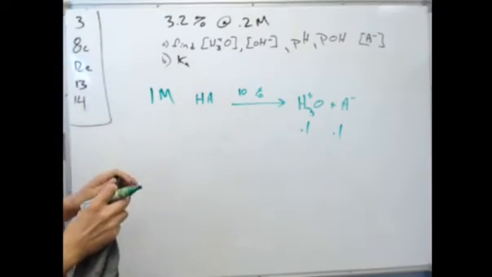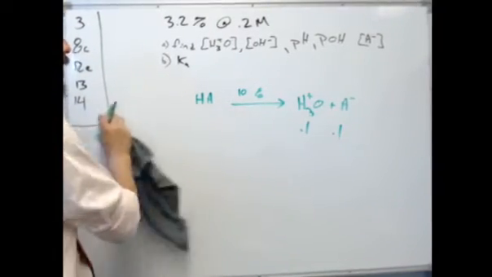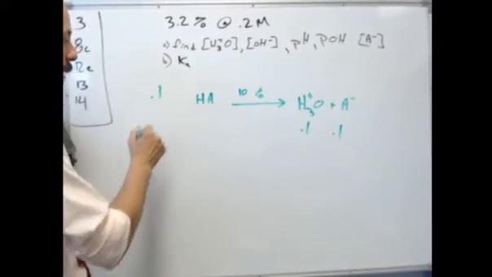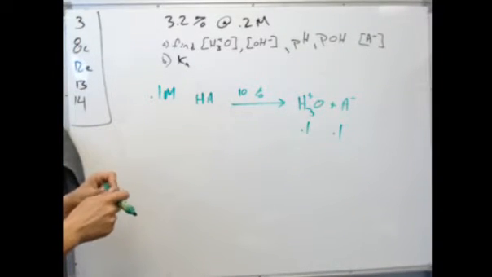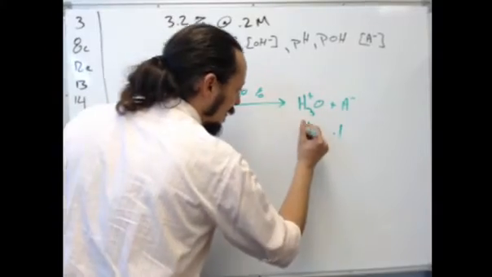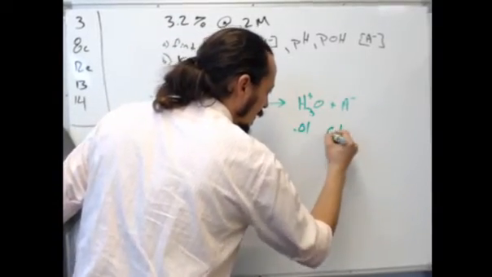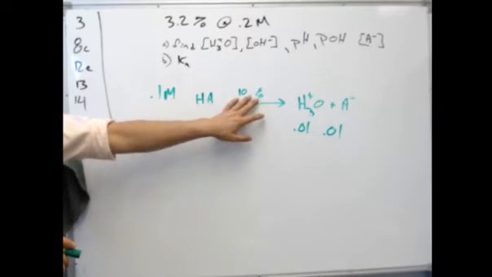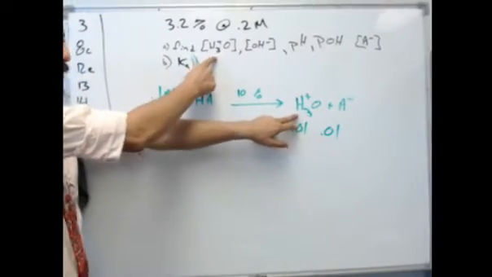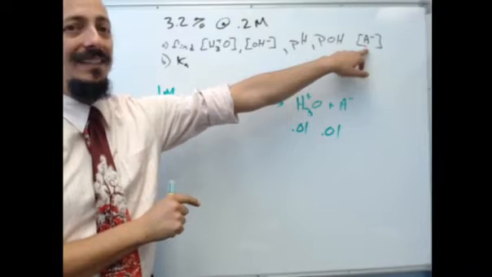Now let's go ahead and change it again. Instead of 1 molar, what if it was 0.1 molar? And we had 10% dissociation. 0.01. Right? Notice the percent dissociation is telling me the H3O plus concentration and the A minus concentration.